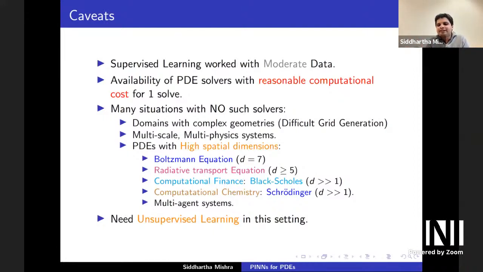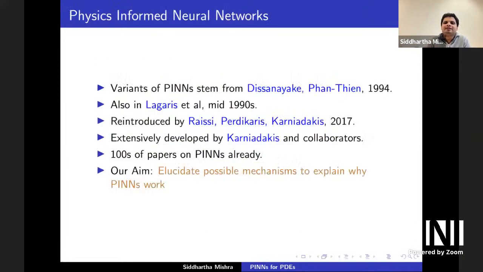So in these kind of settings where data is not available, or maybe it's available as a part of experiments where it's expensive, you cannot use this sort of supervised learning framework that I just explained. Rather, one has to use something unsupervised or semi-supervised. And this is the sense in which I think of physics-informed neural networks.